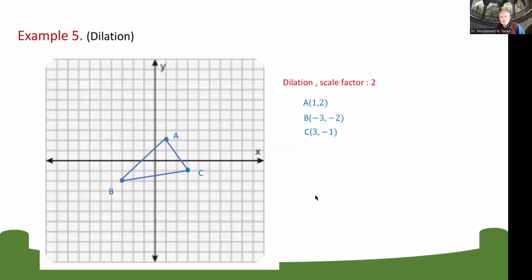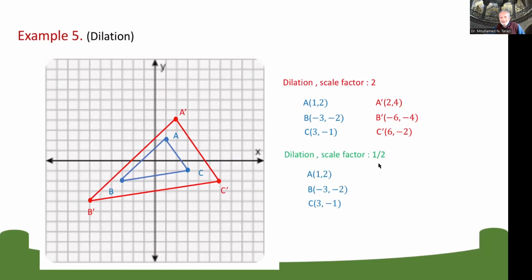Dilation, scale factor 2. All of these are going to be multiplied by 2. A will be 2, 4. B will go to -6, -4. C will go to 6, -2. Join them. This is the dilation. The factor of 2 is larger, it's bigger.